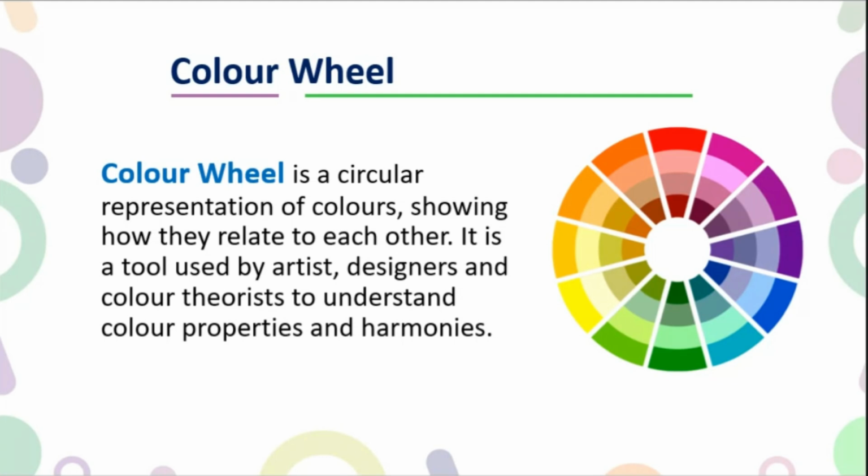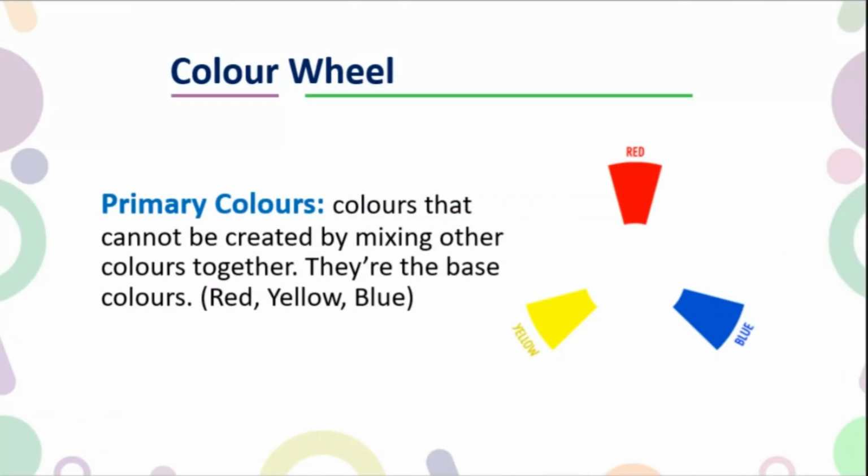So the other thing we are going to look at is the color wheel. This color wheel was developed by Isaac Newton, and it comprises different colors, all the colors we see around us. So the color wheel is a circular representation of colors and how they relate to each other. So on the color wheel, we can find three sets of colors. We have the primary color.